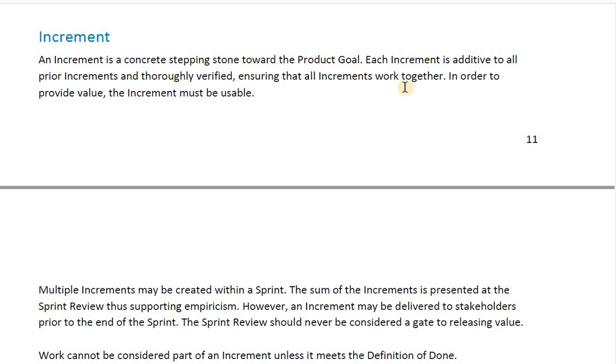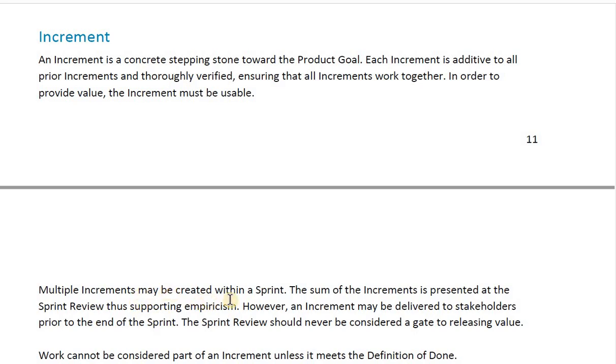As we know, Scrum works as an iterative and incremental approach. So, every sprint creates an increment. That increment should be added to the prior increments, thoroughly verified, and also ensure that the increments will work together. That means an incremental approach will be there. In order to provide value, the increment must be usable.